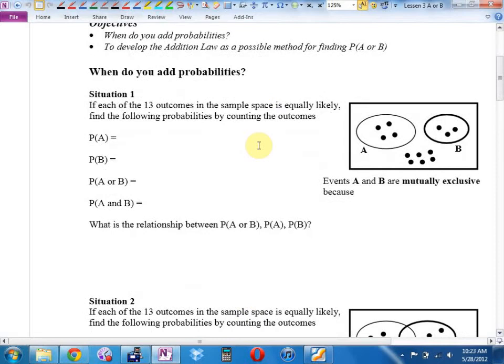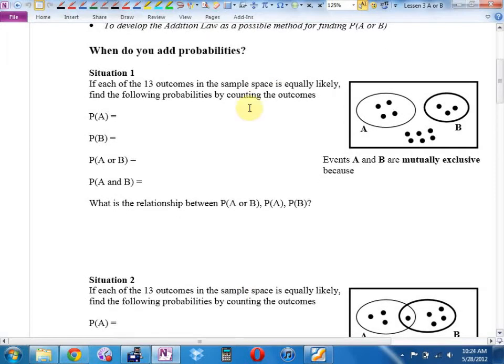When do you add probabilities? Situation number 1. Each of these 13 outcomes is equally likely. Find the following probabilities by counting the outcomes. Can you fill in the first 4 on your own, please? I'll do them up here, but count and fill in what you think the answers are. And the overlap is what, Cassandra?